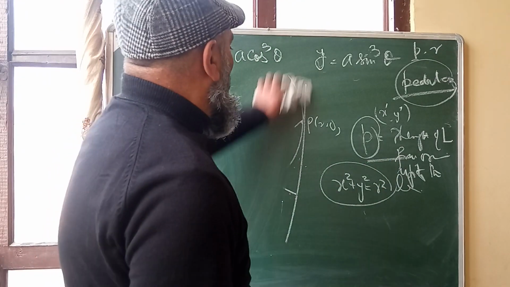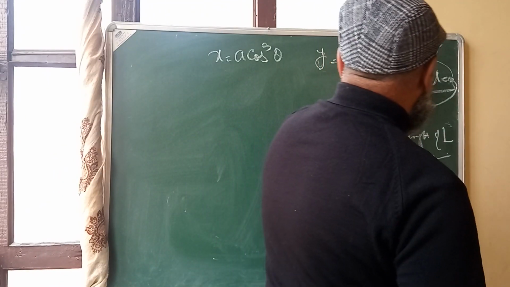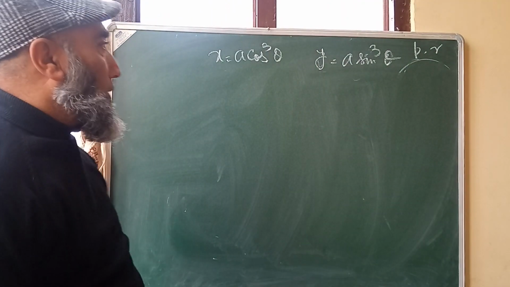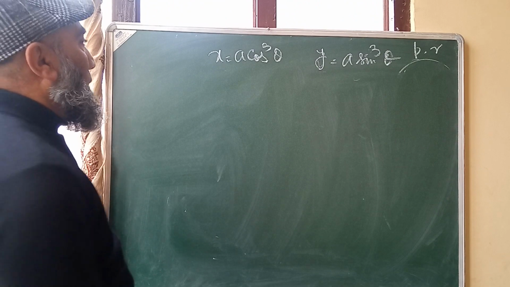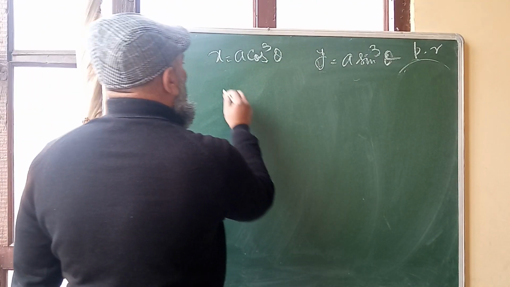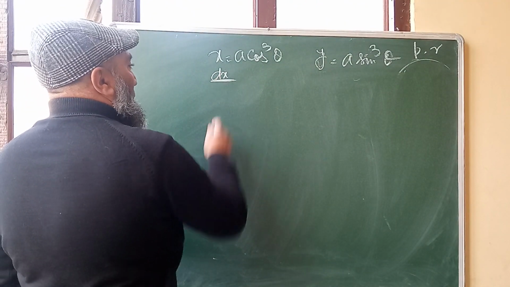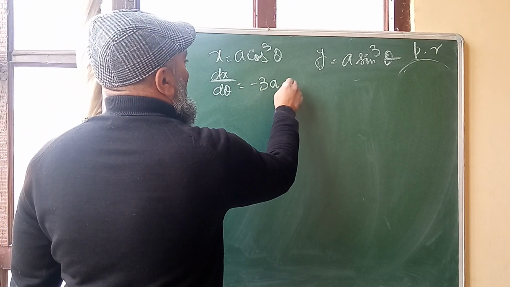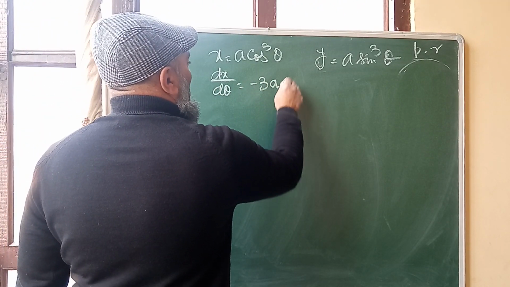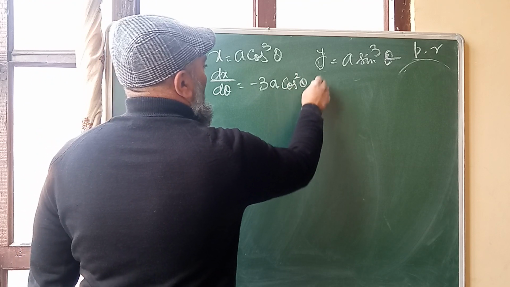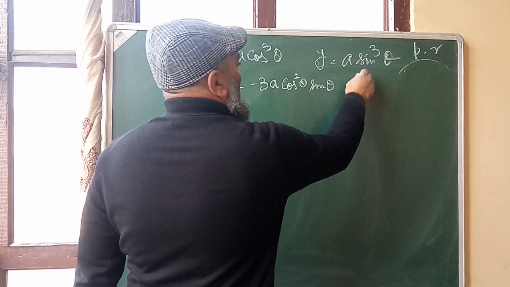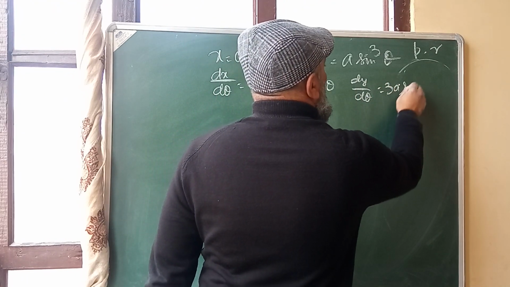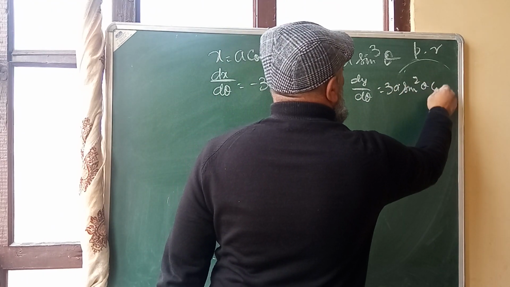I will be using these two equations. Let me then solve one question. You will be solving other questions by using the same method. Now you have x, you have y. What is dx by d theta? It is minus 3a cos square theta sin theta. Dy by d theta is 3a sin square theta cos theta.